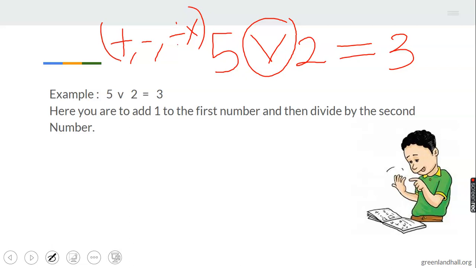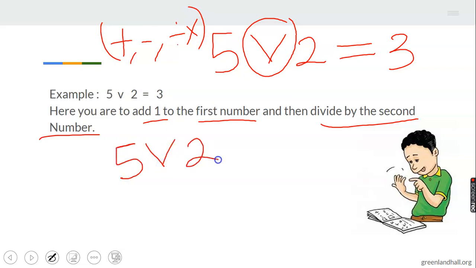Now, in this case, the instruction says here, you have to add 1 to the first number, yes, add 1 to the first number, and then divide by the second number. Now, what's the first number? If we have 5 and my symbol and 2, the instruction says add 1 to the what? First number. So this is the first number, 5.